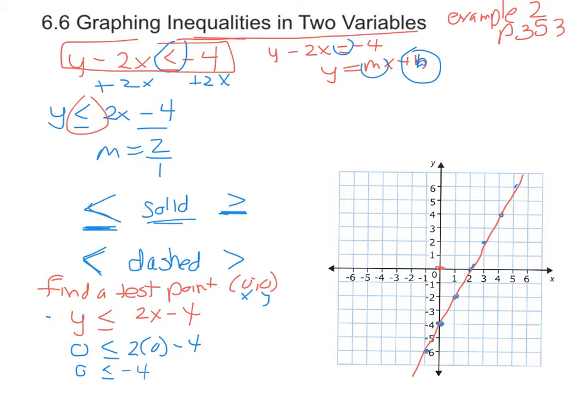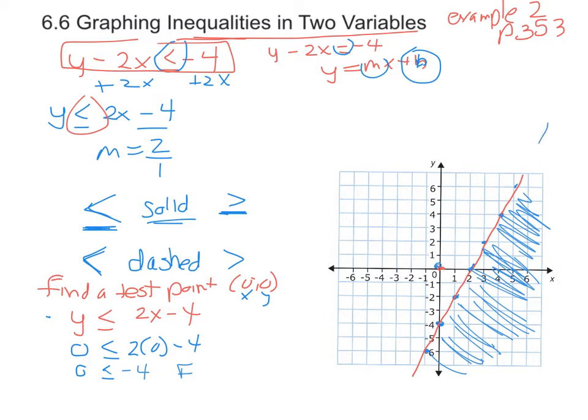Then you look at this and you decide, is this true or is it false? Is 0 less than or equal to negative 4? No, that's false. So I did my test point in this area and it came out false, which tells me I'm not going to shade that area. I'm going to shade the other side of my graph. So you're going to take your pencil lightly and shade in the whole other side of that line. And that's the way your answers are going to look. I'm going to be looking to see, is it a dashed line or a solid line?